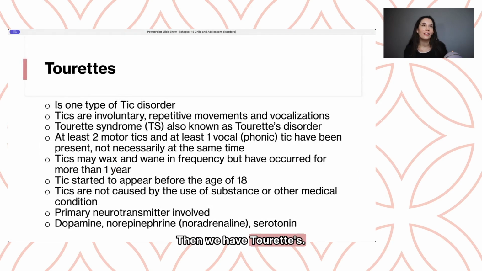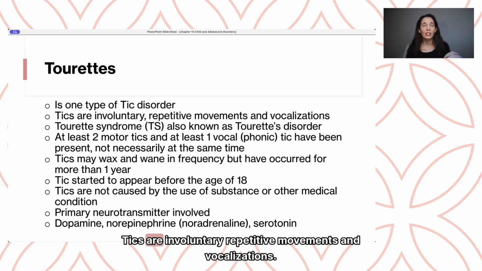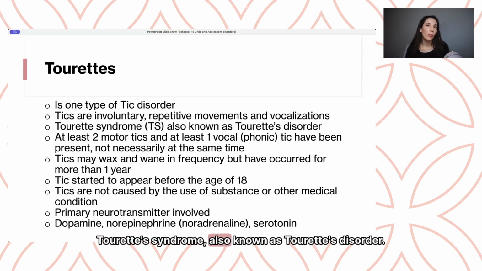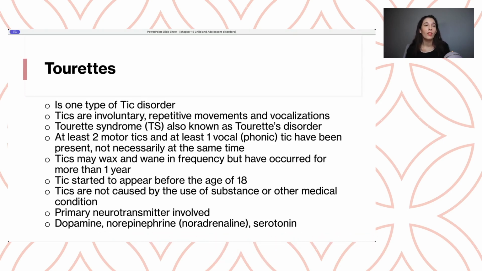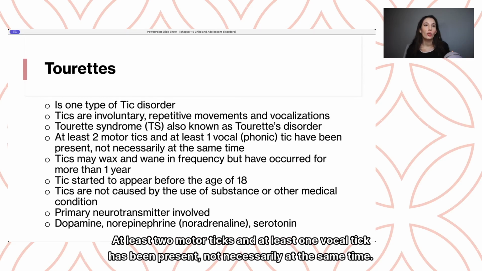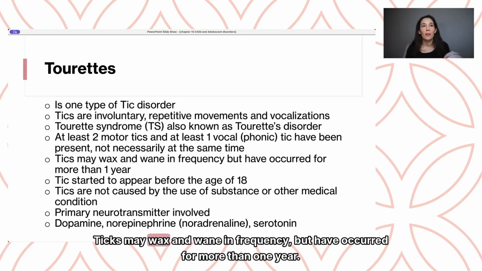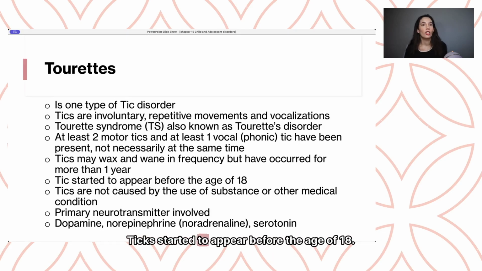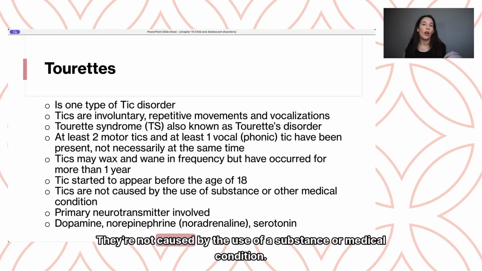Then we have Tourette's. So Tourette's is a type of tic disorder. Tics are involuntary repetitive movements and vocalizations. Tourette's syndrome, also known as Tourette's disorder: at least 2 motor tics and at least 1 vocal tic has been present, not necessarily at the same time. Tics may wax and wane in frequency, but have occurred for more than 1 year. Tics started to appear before the age of 18. They're not caused by the use of a substance or medical condition.